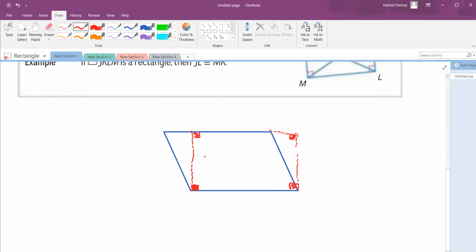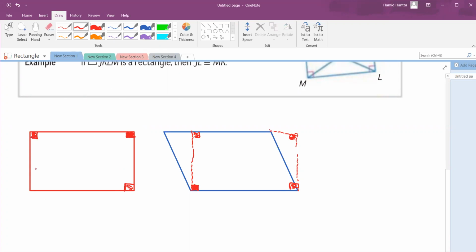Changes from a parallelogram to a rectangle. So a rectangle is a special case of a parallelogram. A rectangle is a parallelogram with one right angle. If in a parallelogram one of its angles is 90, then all other angles will be 90 degrees like this.